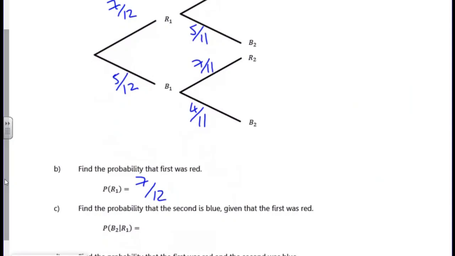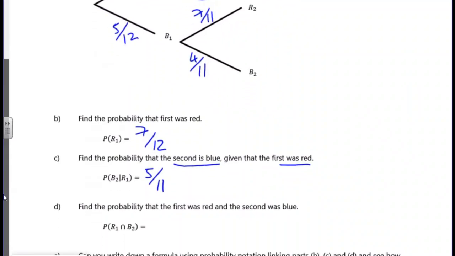Probability of a blue being second, given that a red was first. So the probability that the second is blue, given that the first is red. That is, I've got blue in my second one, given that I chose red first. That's what that is. So that's 5 out of 11 there.